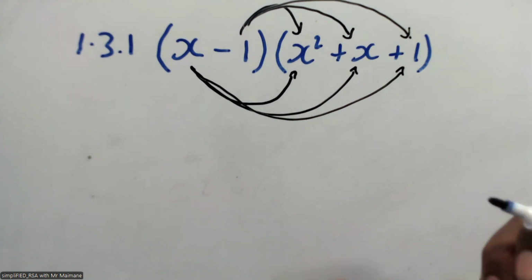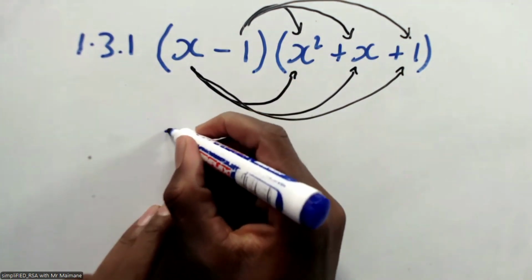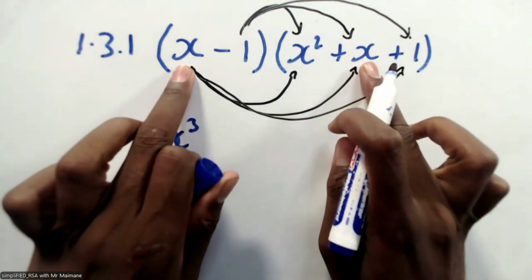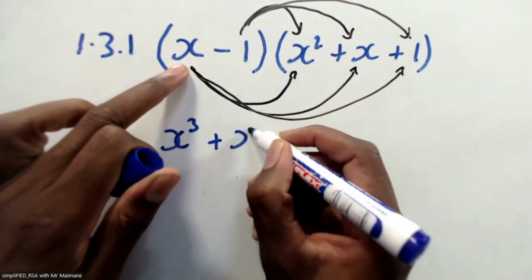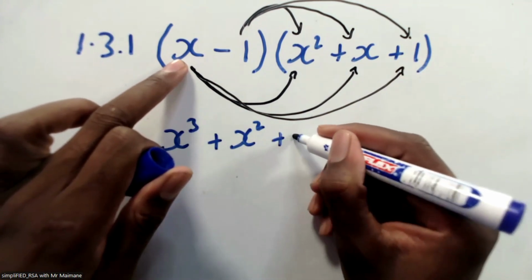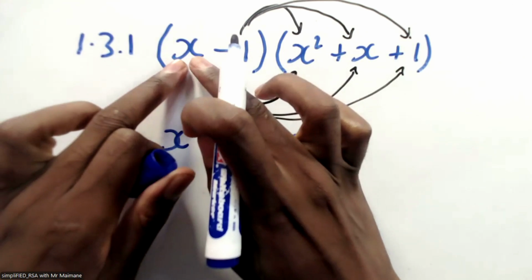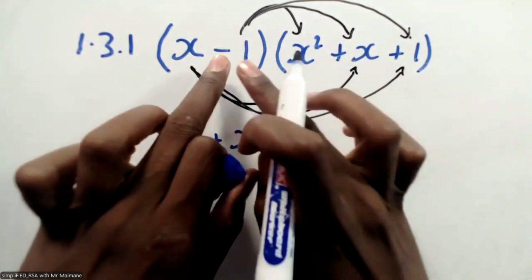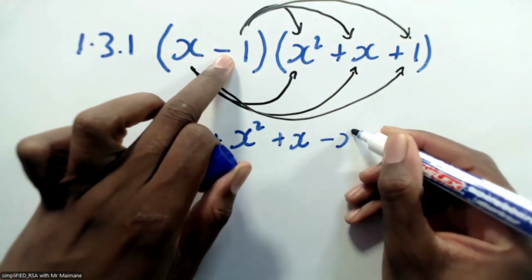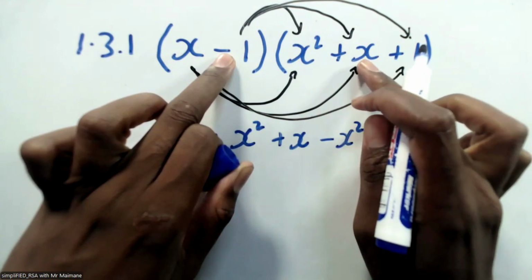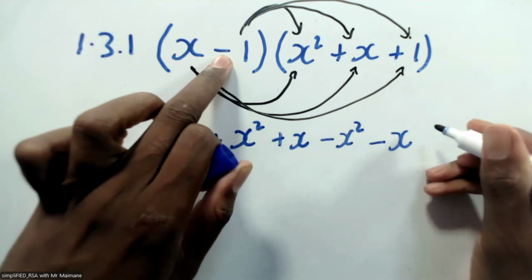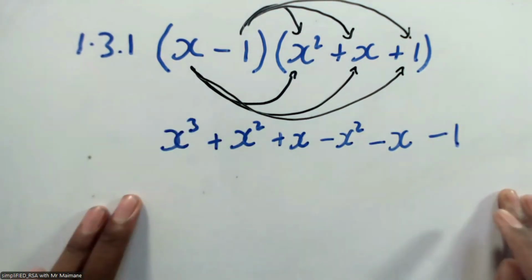So let's go. If I multiply x by x squared, I would have x cubed. If I multiply x by x, I will have plus x squared. And then I multiply x by 1, and then I have plus x. So I'm done with this one because I multiplied it with 1, 2, 3. And then I come to minus 1. Minus 1 times x squared will give me minus x squared. Minus 1 times x will give me minus x. And minus 1 times 1 will give me minus 1. This is what I have.